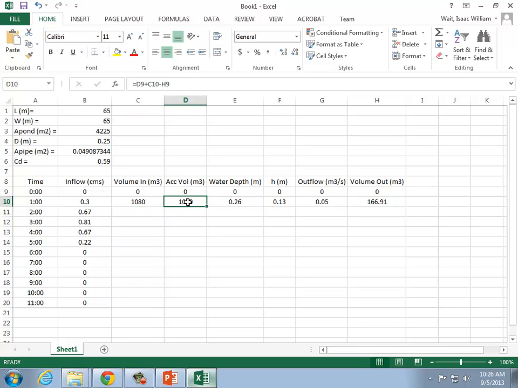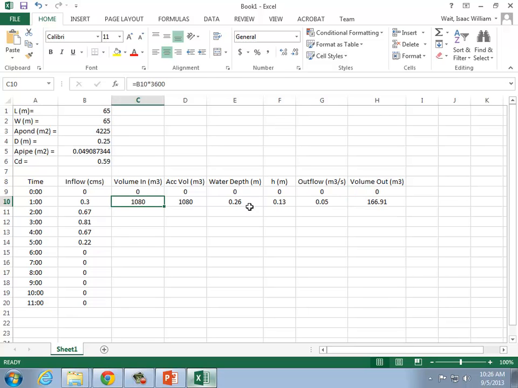Accumulated volume, that's how much water is in the pond. That is how much water was in the pond during the last hour, plus what came in, minus what went out during the last hour. And the reason why we can't do it with what went out during this hour is that what went out this hour depends on the volume inside the pond. And so it would be some circular reasoning there. So we have to step back to the previous hour and calculate it for that.